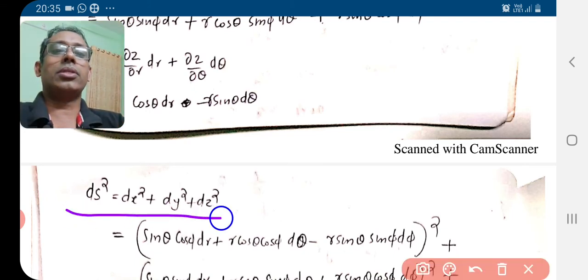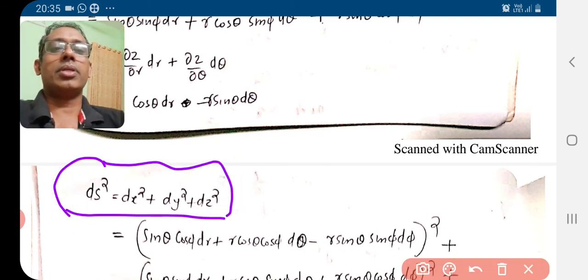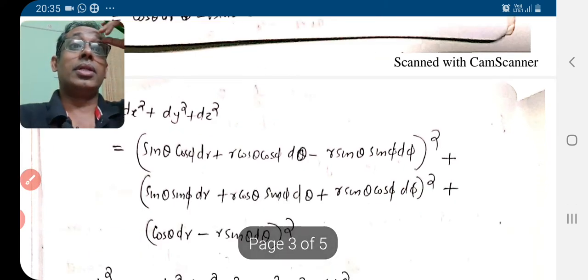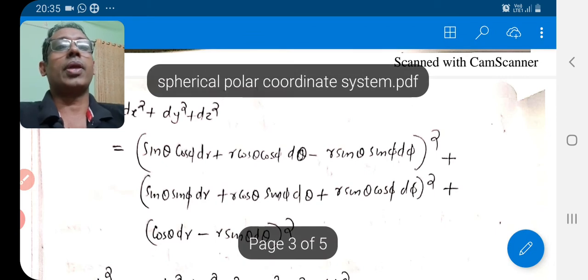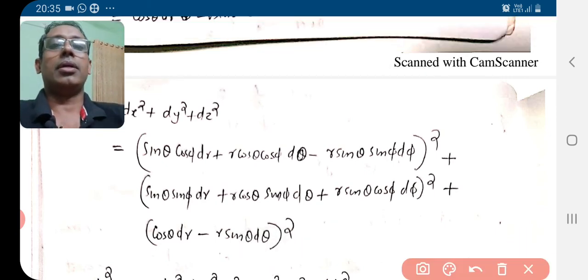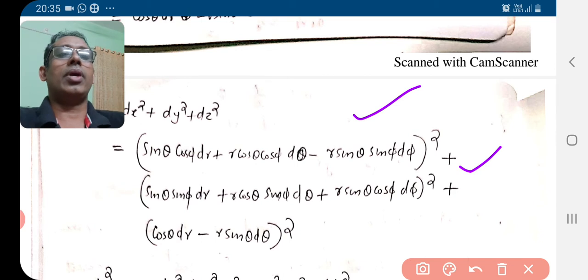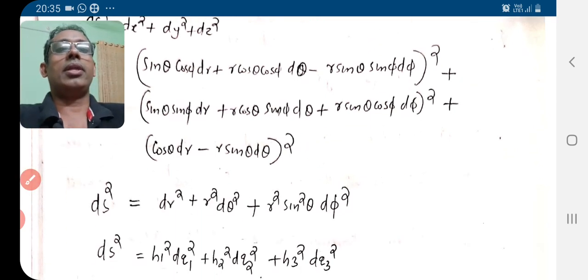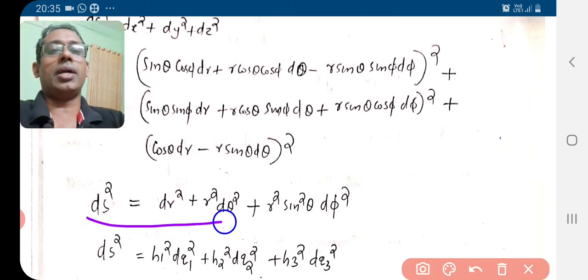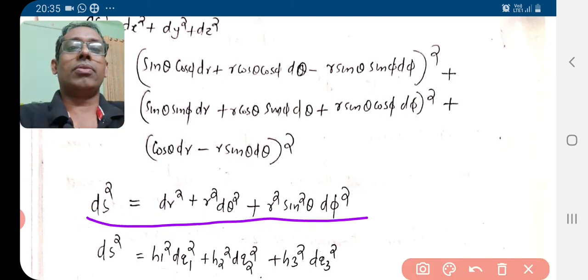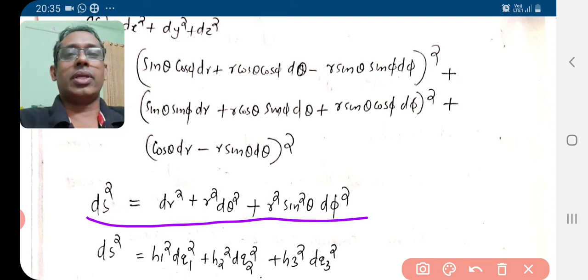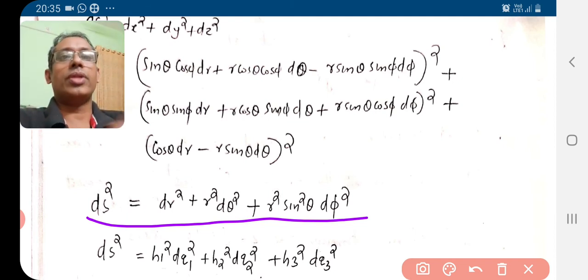So ds² is given by dx² plus dy² plus dz², and dx² is this. We take dx², dy², dz², and we add the terms, and finally we are going to get a very simple formula: ds² equal to dr² plus r² dθ² plus r² sin²θ dφ². Okay, so this is what you are going to get.